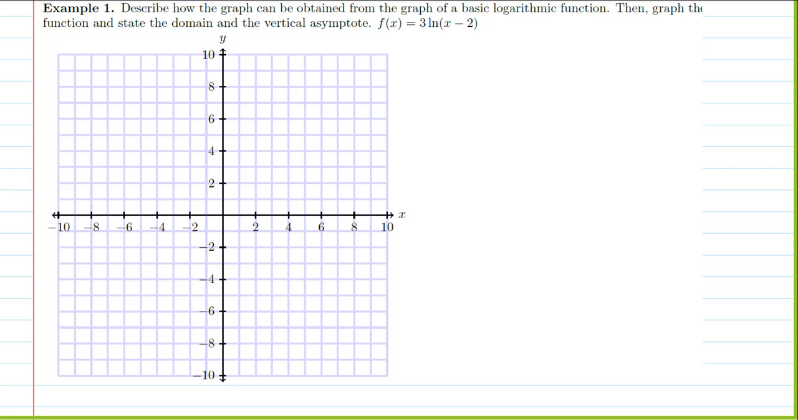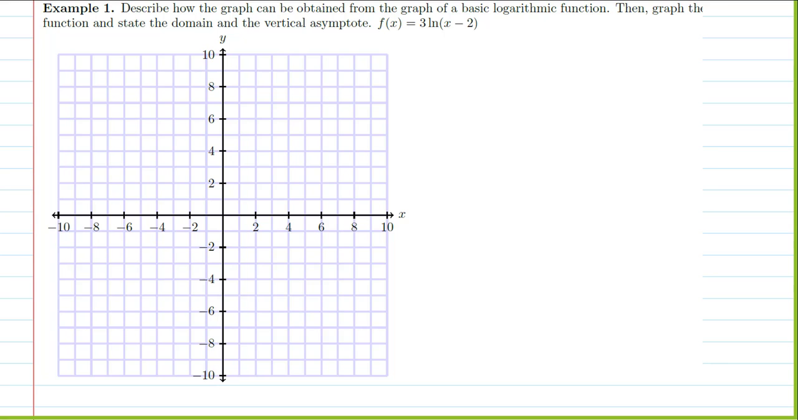All right, so in 6.4 we're going to be talking about logarithms again, but this time we want to be discussing them graphically. So describe how the graph can be obtained from the graph of the basic logarithm, and then graph the function and state its domain and its vertical asymptote.